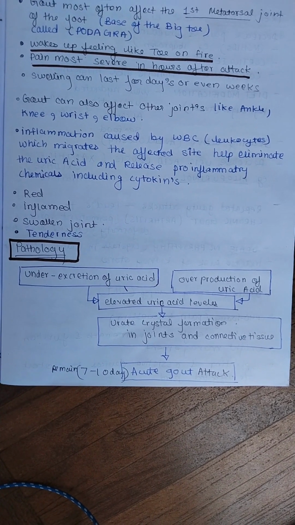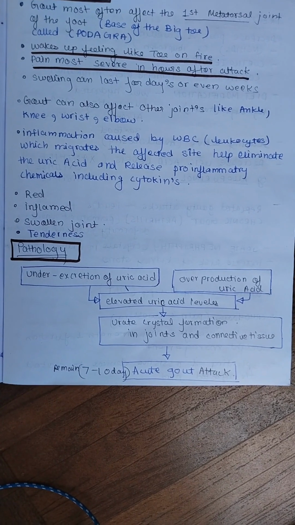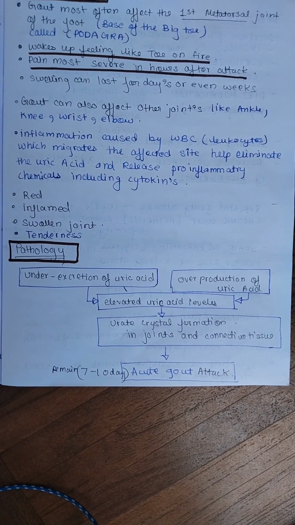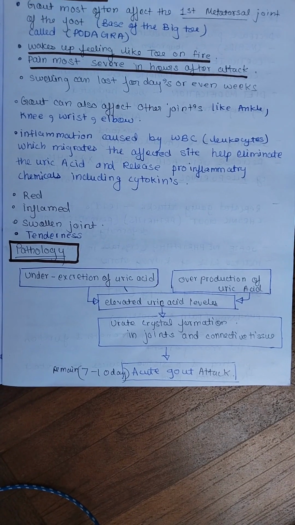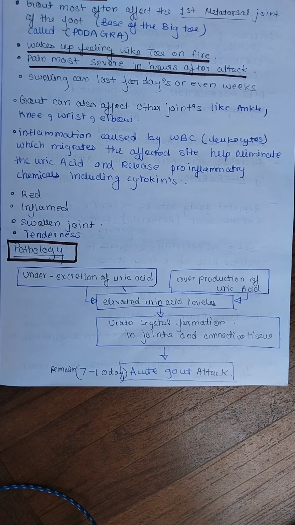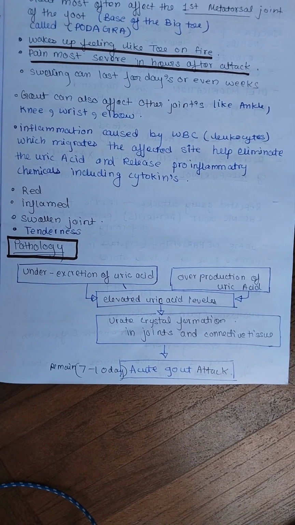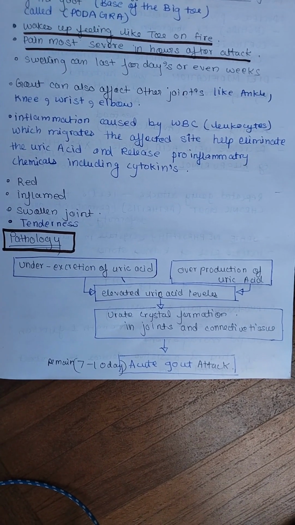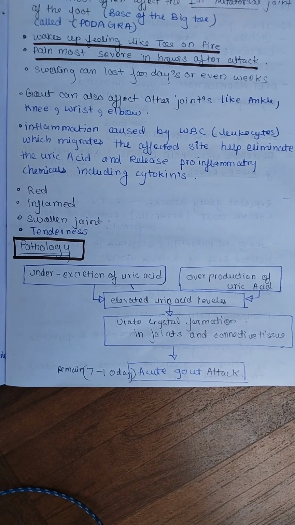Now, if we talk about the pathology of gout, as I told you, there might be two conditions: either underexcretion of uric acid or overproduction of uric acid. Both conditions lead to elevated uric acid levels in the blood, which will form uric acid crystals. These crystals get deposited in the joint and connective tissue, and the person will have an acute gout attack. This attack lasts about 7 to 10 days.